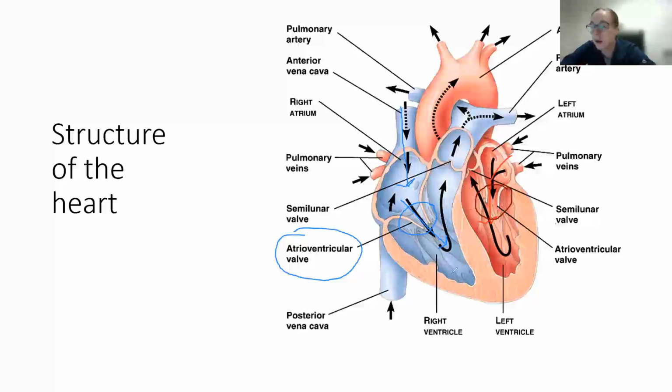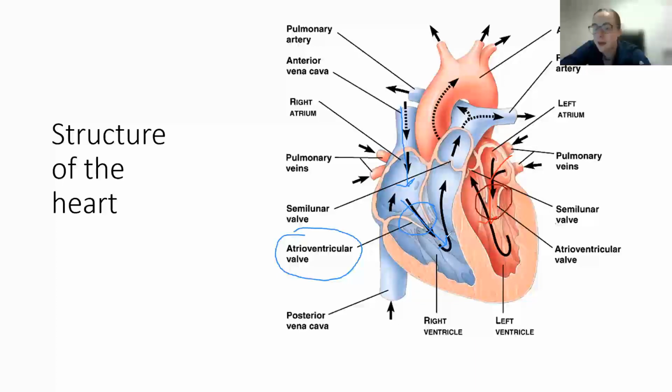So the one on the right side of the heart is called the tricuspid valve, okay? And the one on the left side of the heart is called the bicuspid valve. But I think you guys just need to know AV valve. Okay, but I'll double check that. All right. So we've got those valves.